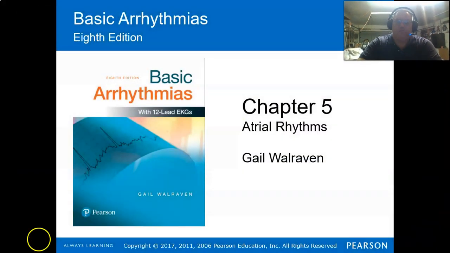Alright guys, welcome back, and today we're going to talk about atrial rhythms. A couple of basic things first, before we get into the rules of how to determine what rhythm is what. Atrial rhythms actually originate in the atria somewhere other than the sinoatrial node. It's very important to understand that fact, especially when we're going to diagnose what these rhythms are.